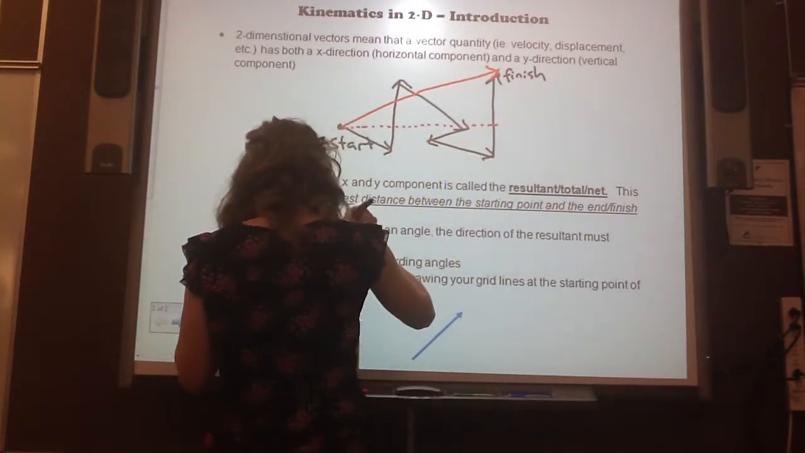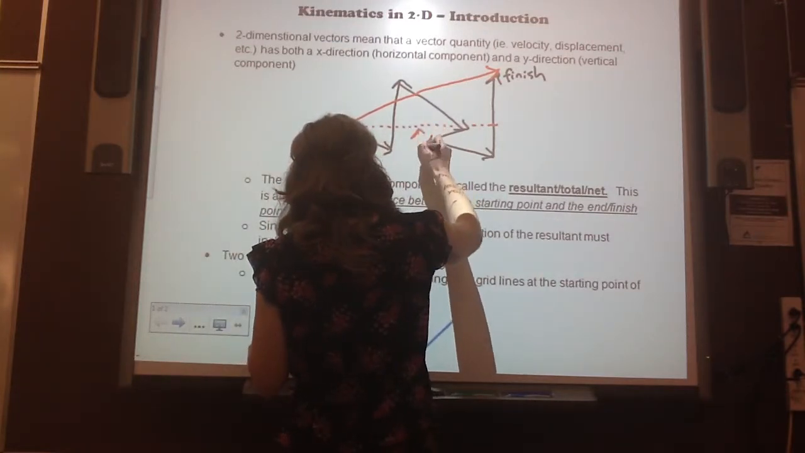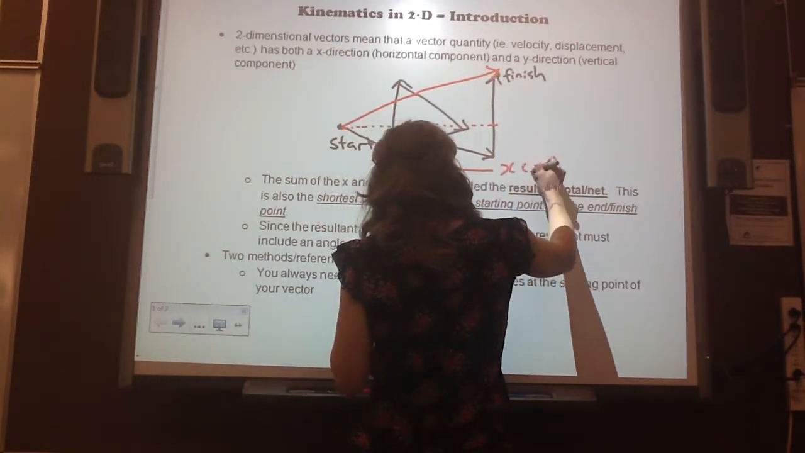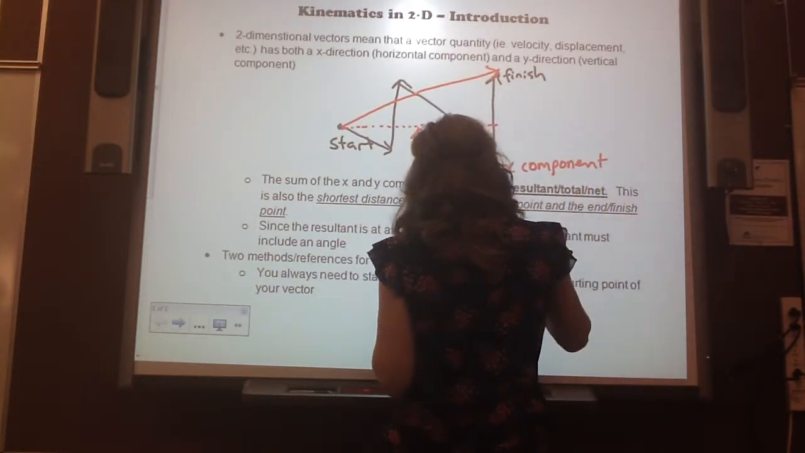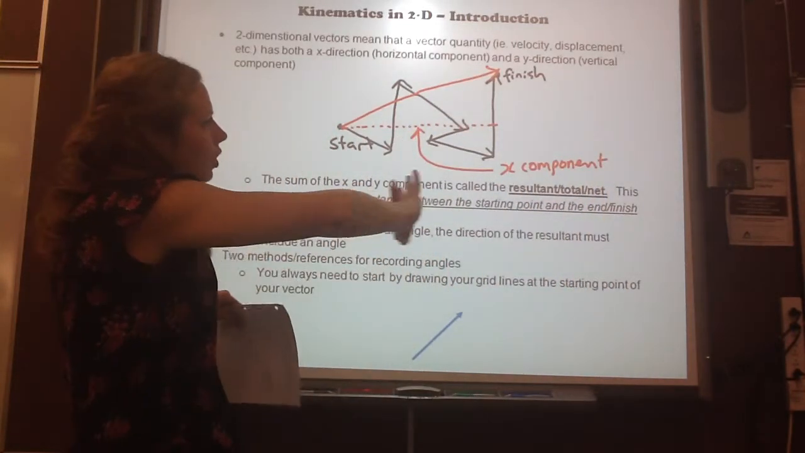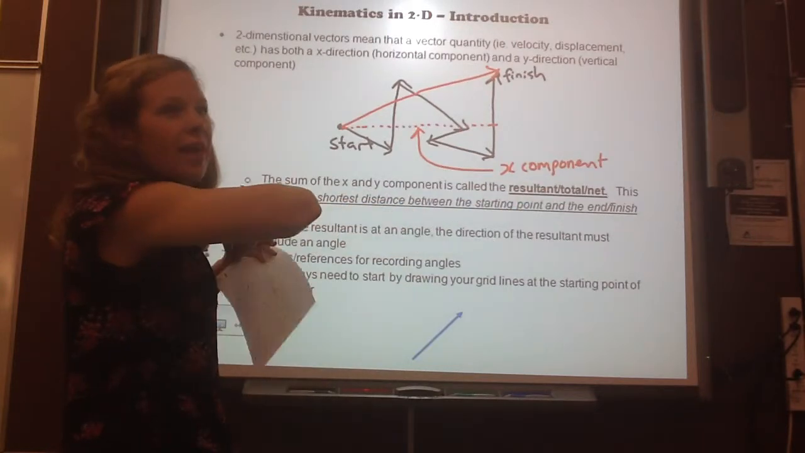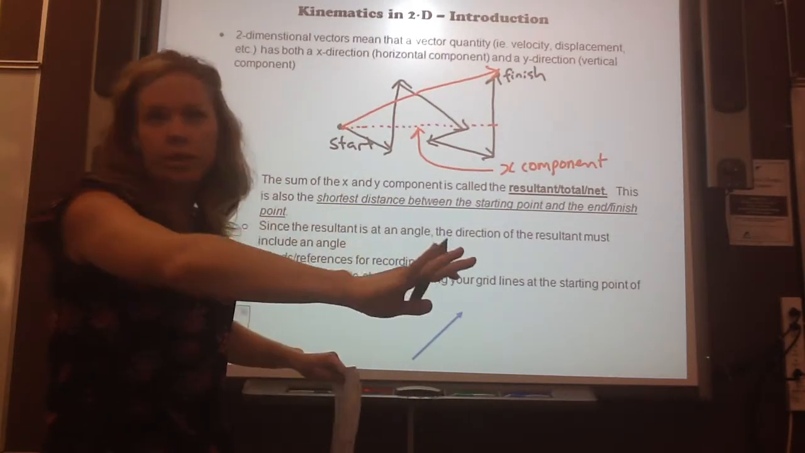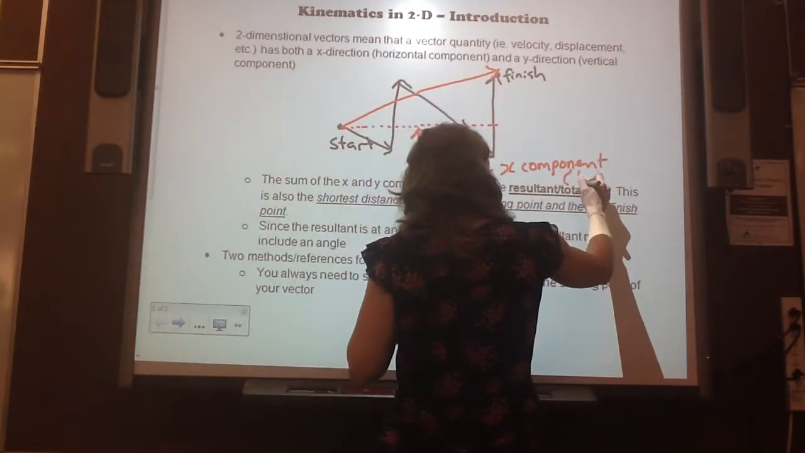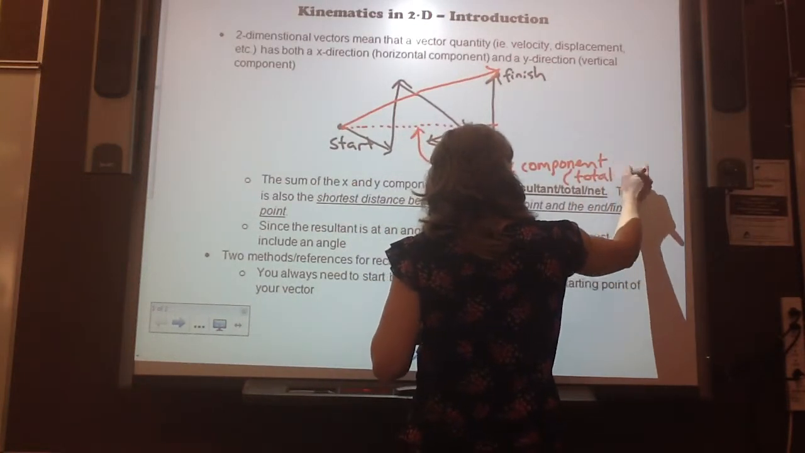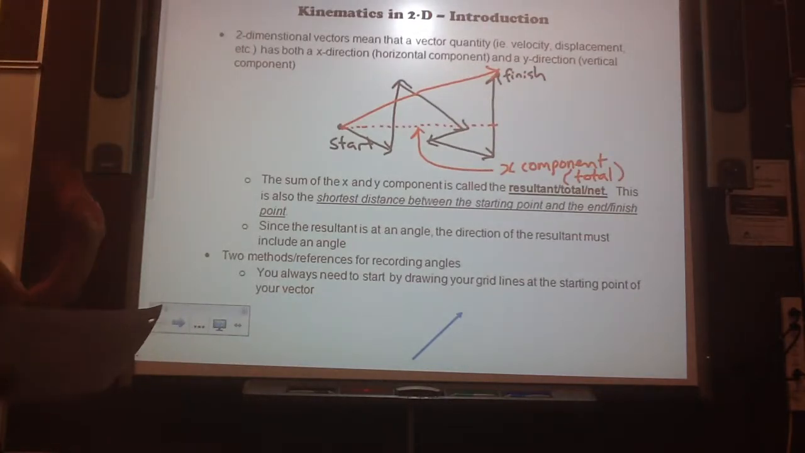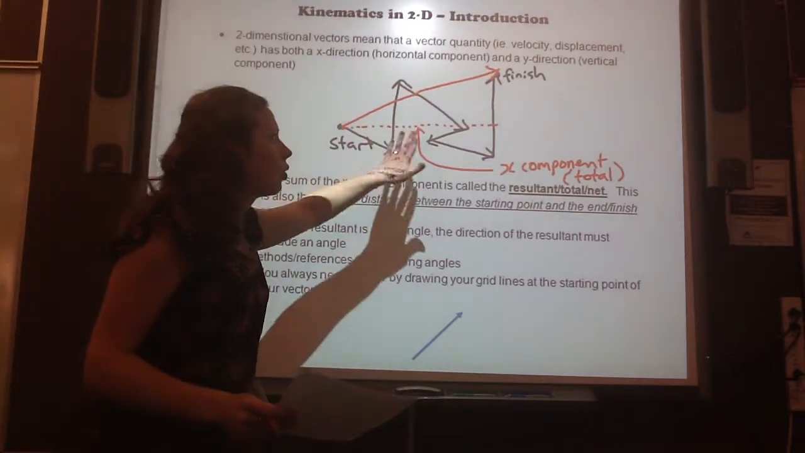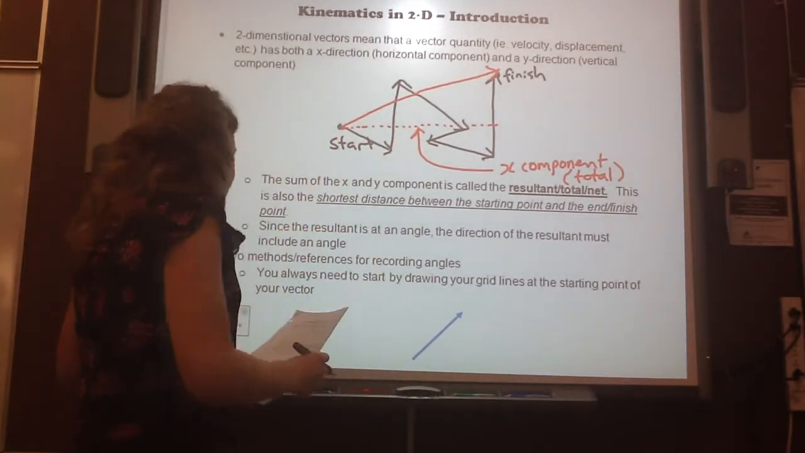Okay? So that red dotted line here, this is my x component. So that's the total of all the east I went, all of the horizontal I went. So I'm going to just put in brackets here. This is the total. So even though I went east and west and kind of northeast-ish, this is just all my total of how far east I went.